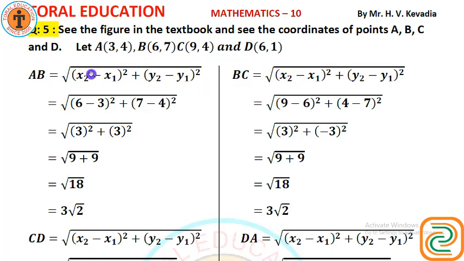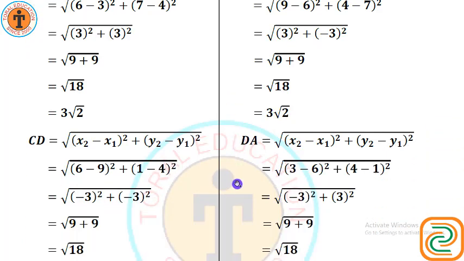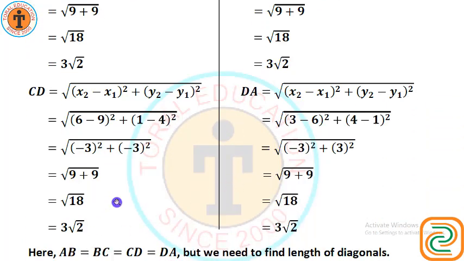So first of all, we have found AB, 6 minus 3 whole square, 7 minus 4 whole square, and we have got root 18, that is 3 root 2. You know 18 is 9 times 2, square root of 9 is 3, so 3 root 2. Here BC is also like this, 9 minus 6 whole square, 4 minus 7 whole square. So 3 square plus 3 square, 9 plus 9, root 18, and this is 3 root 2. Again we have got 3 root 2 in CD and in DA also 3 root 2.